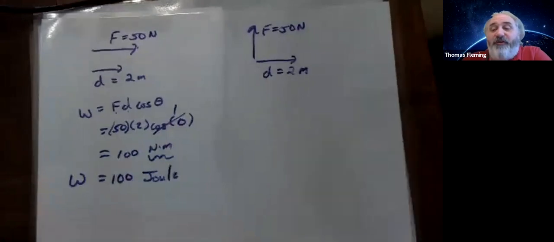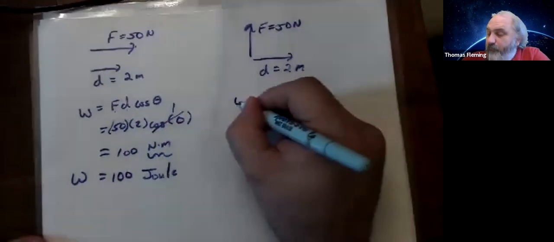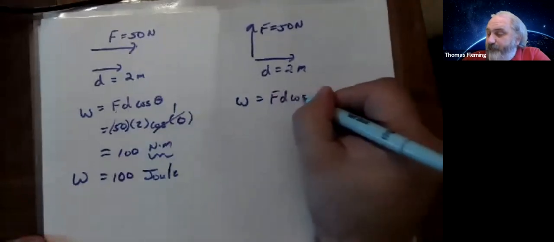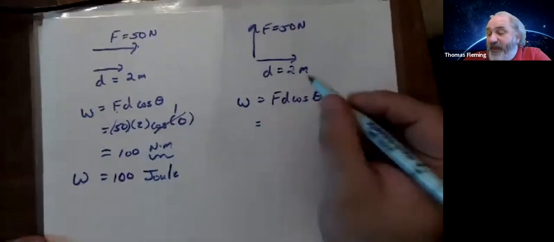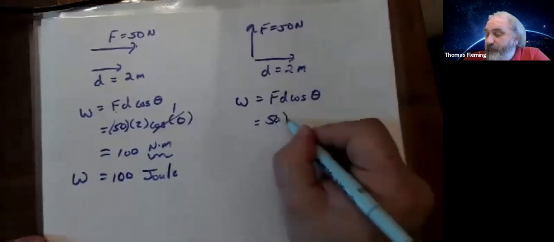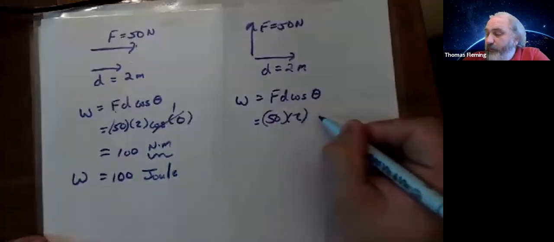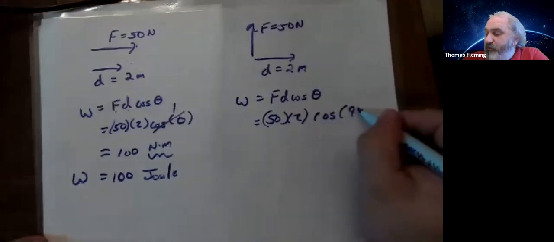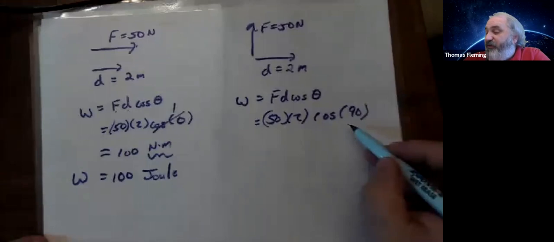Now, how much work got done just then? Well, work is still F D cosine theta. And what's going to happen is F is still 50, D is still 2. However, the angle between F and D would be 90 degrees, and the cosine of 90 is exactly 0.